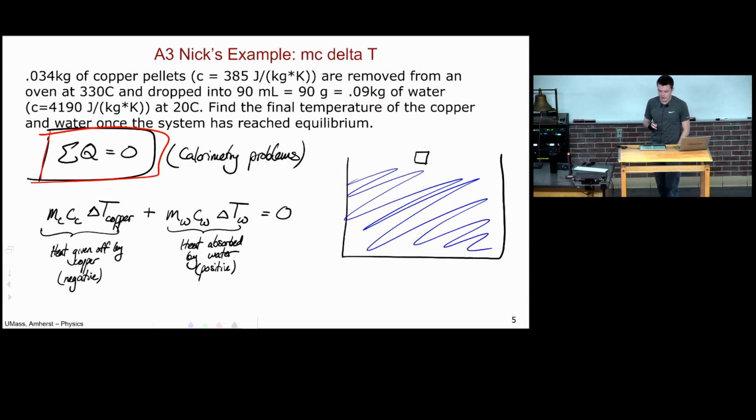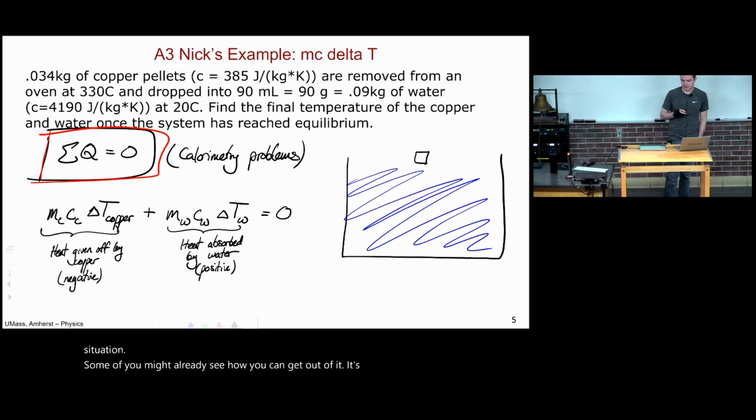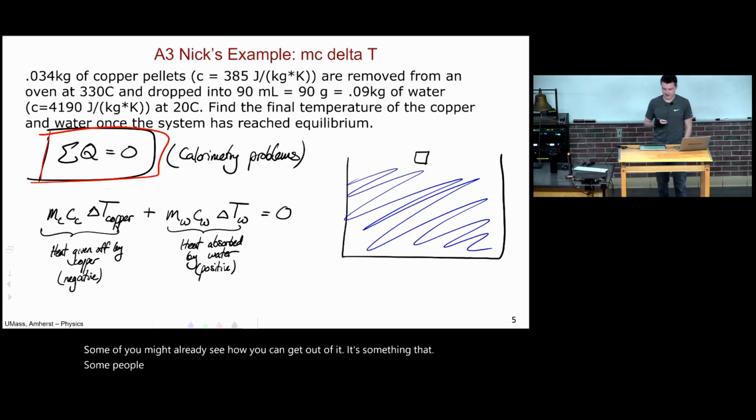I'll let everyone copy that down, and I'll explain how you get out of the sticky situation. Some of you might already see how you can get out of it. It's something that some people just get. I did not get it.